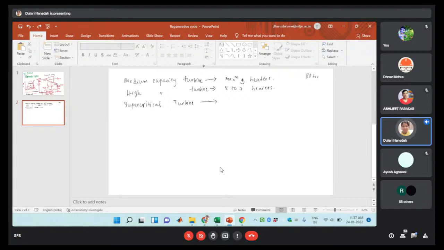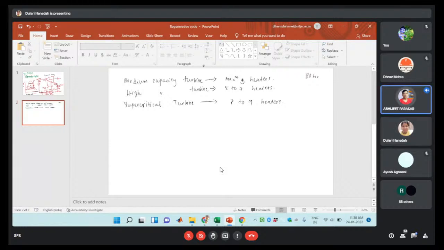So in this case, we can use 8 to 9 heaters. And ma'am, this capacity is output? Yes, yes, it's related to the output.